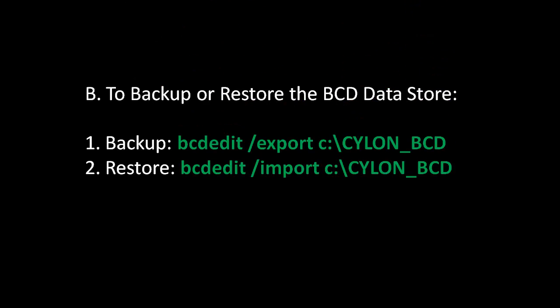Next, let's take a look at what it would take to back up or restore the BCD data store. To back it up, you'd use the command BCDEDIT /export C:\ or wherever you wanted to create the file, and then the file name. So Cylon_BCD would be my example. To restore the BCD data store, you would use BCDEDIT /import, and again the name and path of the file.